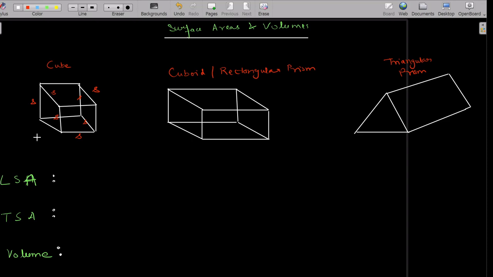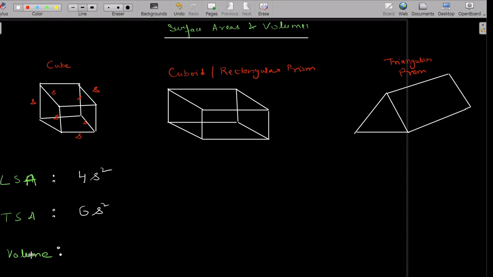So for lateral surface area, would that be 4s squared? Yes, exactly. You remove the top, like the ceiling and the floor. Imagine in a room, you remove the ceiling and the floor, so you have four walls left, right? So the lateral surface area will be 4s squared, and the total surface area will be 6s squared.